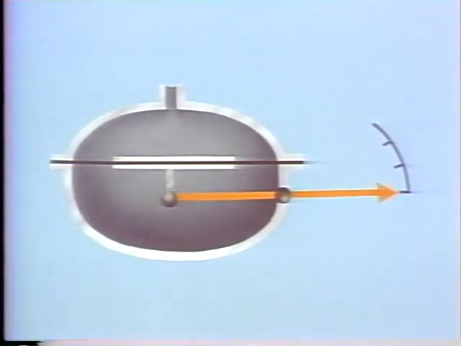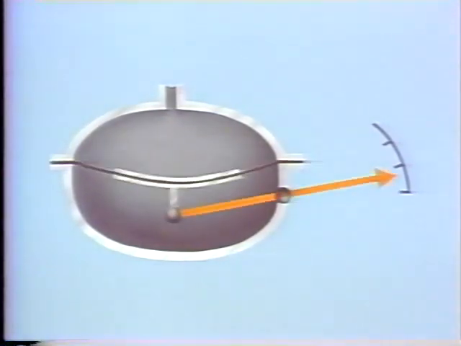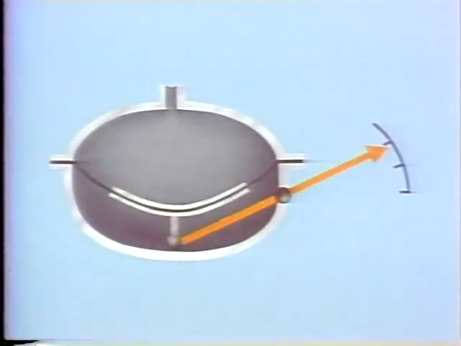When pressure enters the gauge, it causes the diaphragm to move. This, in turn, moves the connecting rod and pointer. The greater the pressure, the greater the movement of the diaphragm and pointer. Diaphragm gauges are extremely accurate instruments for measuring pressure, vacuum, or differential pressure.